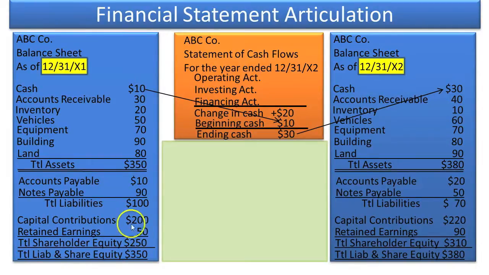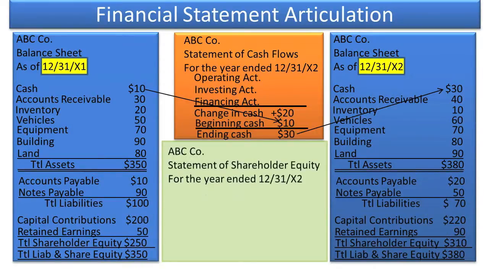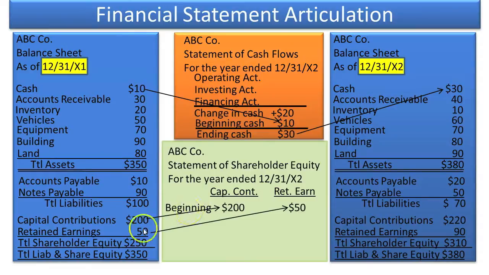We see that our equity accounts changed from 200 to 220 and from 50 to 90. That is explained on the statement of shareholder equity for the year ended. Why? Because it's changing from this to that, this prior year to the new year. We're going to break it out into the two pieces, capital contributions and retained earnings. We have our beginning balances from the prior year and our ending balances from the current year. And we're going to try to explain why did we go from 200 to 220, from 50 to 90.